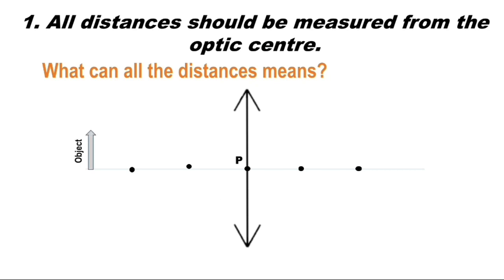The third distance, you can see in the diagram: if you take the object on the principal axis, the distance between optic center and object is known as object distance, and it is denoted by small u. In the same way, if you take the image, the distance between the optic center and image is called image distance, and it is denoted by v. So all the distances here, that is radius of curvature, focal length, object distance and image distance, are measured from the optic center. Let's see the second sign convention.